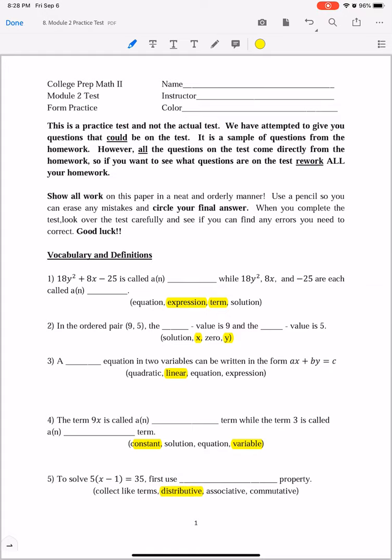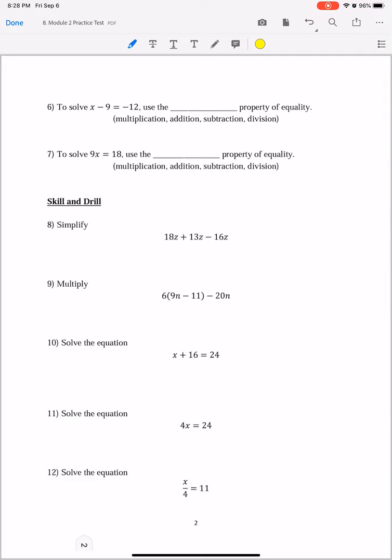You're going to do 5 times x and 5 times negative 1. Number 6, to solve x minus 9 equals negative 12, you're going to use addition property. Okay, and remember subtraction is umbrellaed under that addition. There's no subtraction property. So if you're adding something over or subtracting something over, that is addition property.